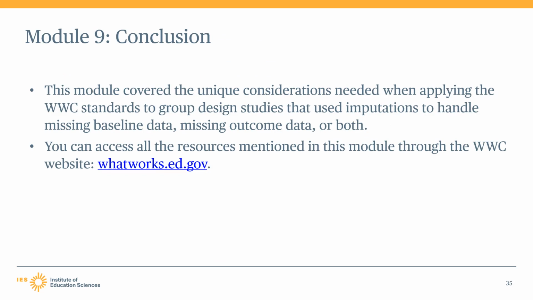Let's review what we discussed in this module. We described the WWC's procedures and standards for reviewing group design studies, where researchers used imputations to handle missing baseline data, missing outcome data, or both. We discussed the approaches for handling missing data that the WWC considers acceptable. And we discussed how the WWC's study review process proceeds depending on how the study authors handled missing data for a given type of group design.